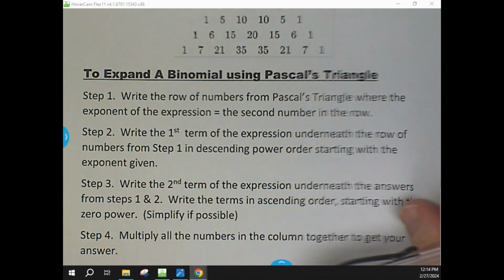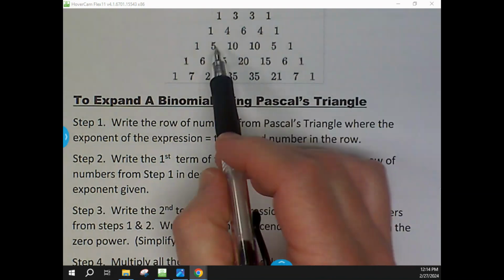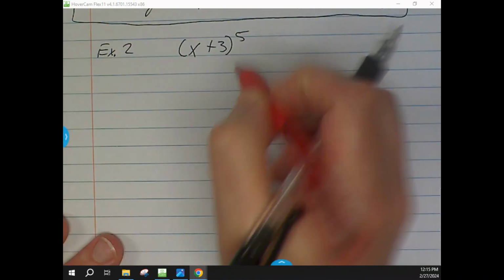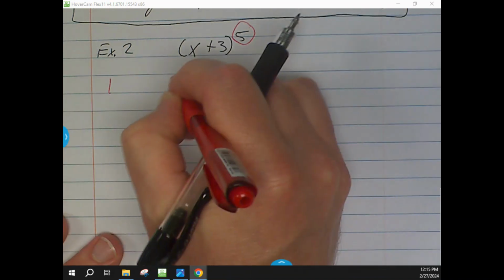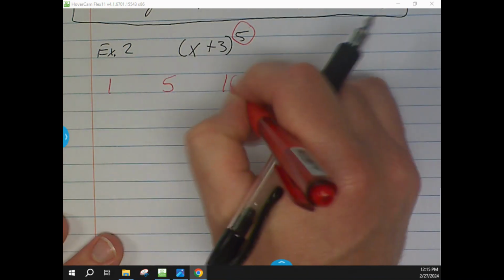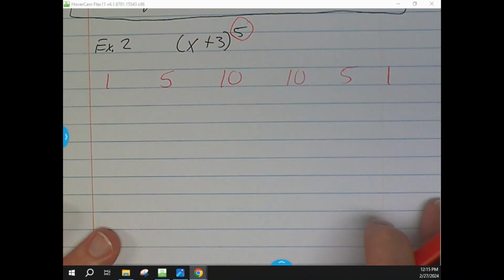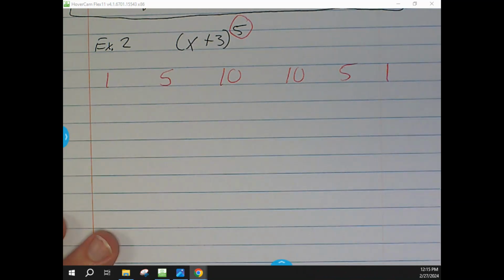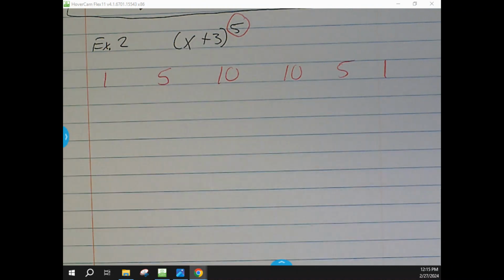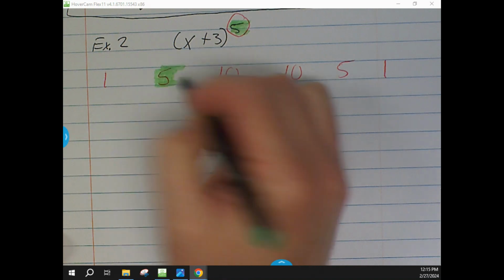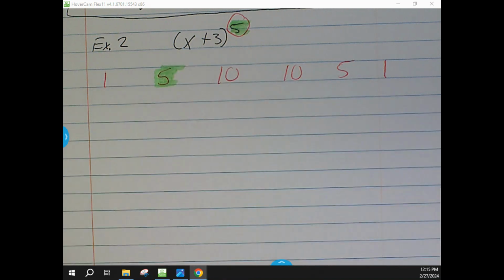We've got to find Pascal's triangle. Use a row that's got a 5 in it. So there's our 5 here, so it's 1, 5, 10, 10, 5, 1. So when you write these down, we're going to go 1, 5th power. We're going to go 1, 5, 10, 10, 5, and then 1. Again, the way it works is the number that's in the exponent will always be the second number in the list, because the first number is always 1, so you got to look for the second number there.